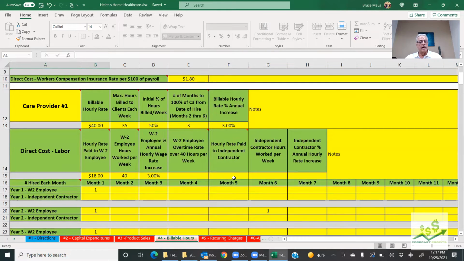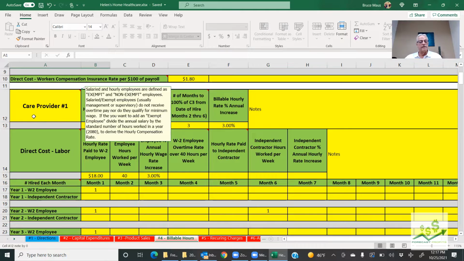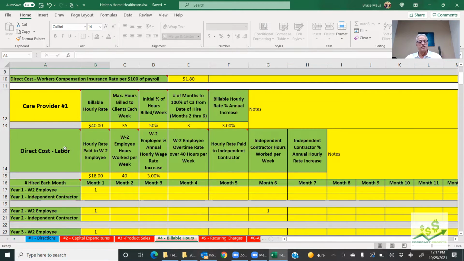Now to the direct revenue and direct labor costs. Helen's first employee, a W-2 employee, is care provider number 1. She's going to charge the client $40 an hour, and maximum billable hours will be 35 hours a week because they're never 100% efficient. It's going to take about 3 months for that employee to get up to speed to be 100% billable hours, and finally a 3% annual increase.